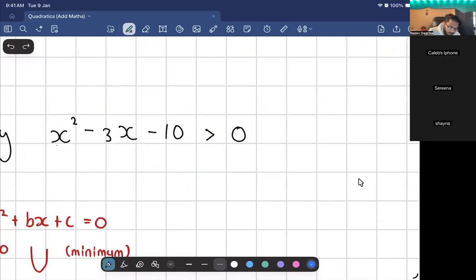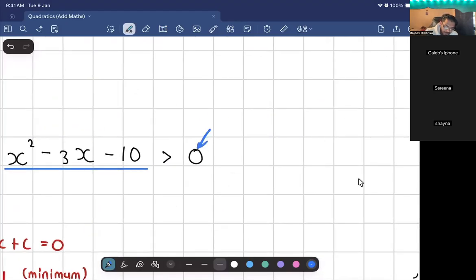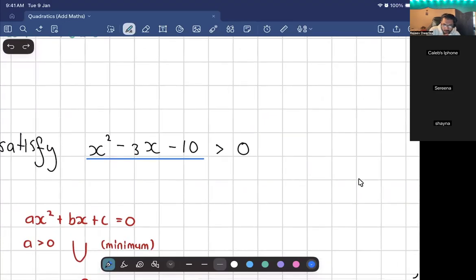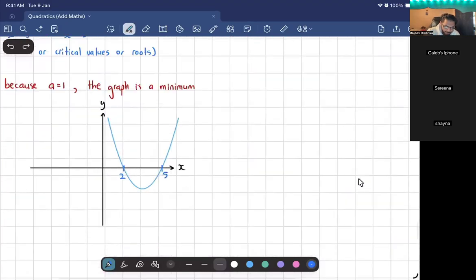More than 0. Right, more than 0. Now, Caleb, I needed to understand that you see this thing over here, this is actually the y value, right? Yes, sir. That's the y value. In case you didn't know, that's the y value. So we want to figure out what values of x would give me a y value more than 0.